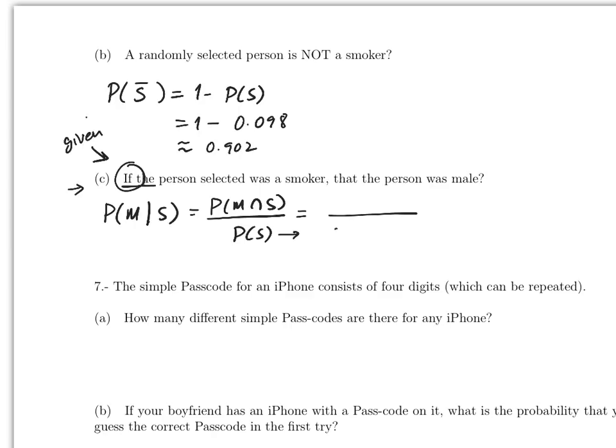The denominator is 0.098, which is the answer to part A of the problem. And the top means male, which is 0.45, and is a smoker, which is 0.45 times 0.12. This is around 0.55 or 0.6, depending how you want to round. And that's it.